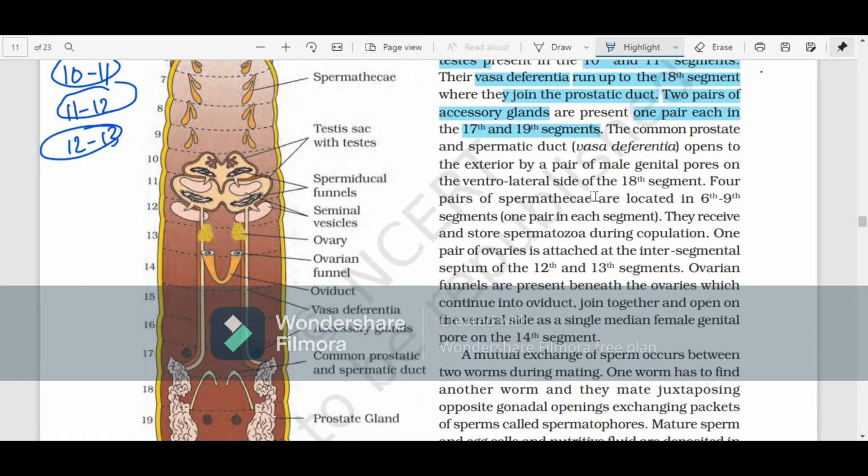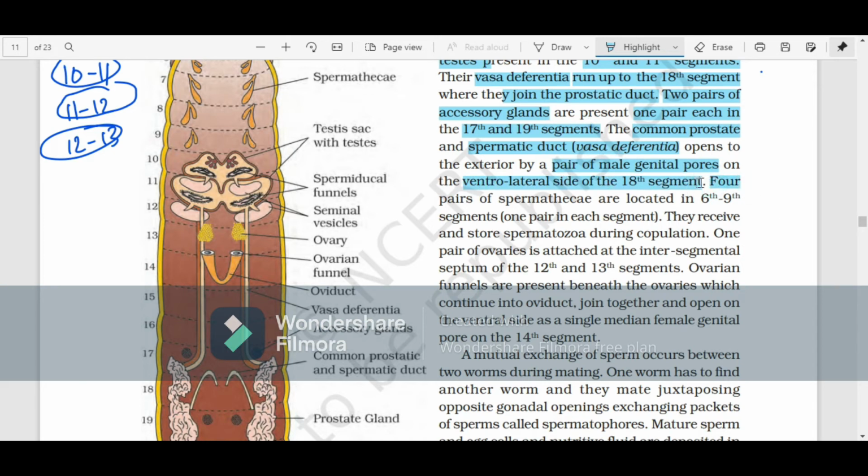Memory points. The common prostatic and spermatic duct is the vasa deferentia. The vasa deferentia, which ran up to the 18th segment and joined the prostatic duct, form a common opening. It opens to the exterior by a pair of male genital pores found in the ventrolateral sides of the 18th segment. We saw this already in the intro.